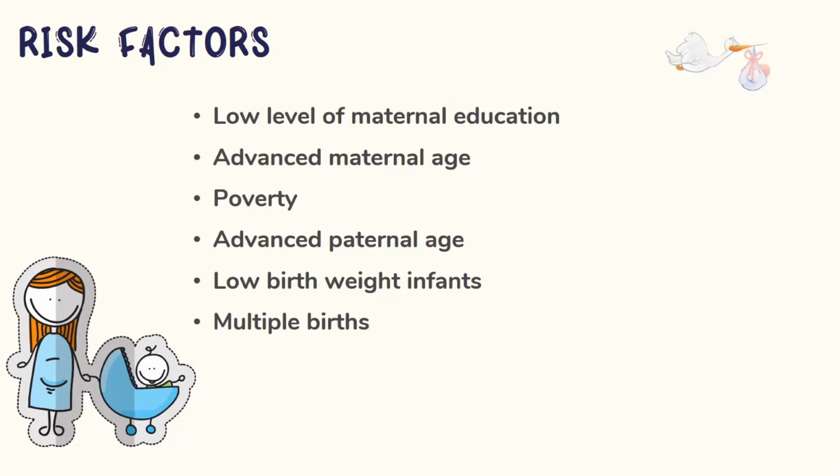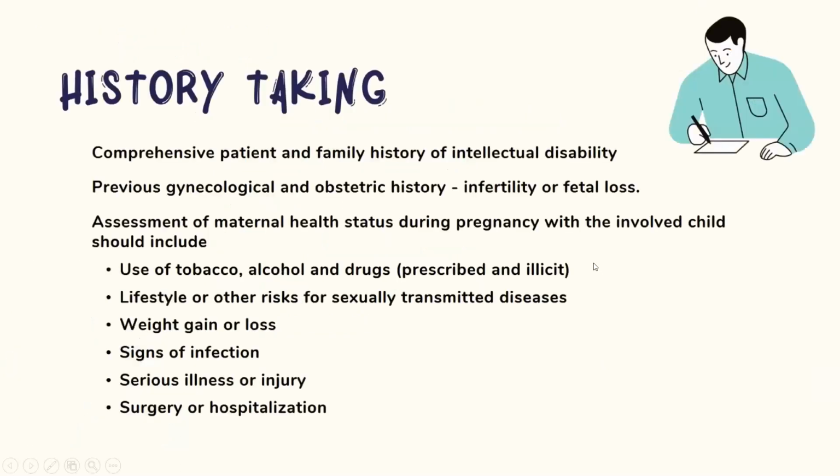Okay, so next slide. History taking. In history taking, through the history and physical examination, you can identify the etiology of ID in around 70 to 34% of the cases. First, a comprehensive patient and family history of intellectual disabilities, where usually a 3-generation family history should be performed, to assess neurodevelopmental and genetic disorders.